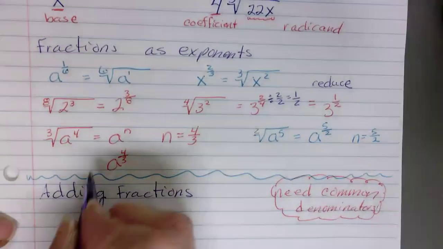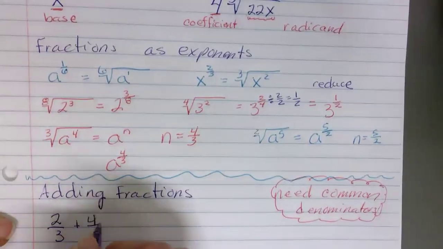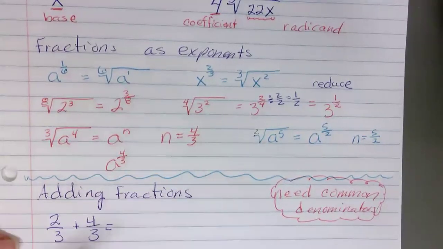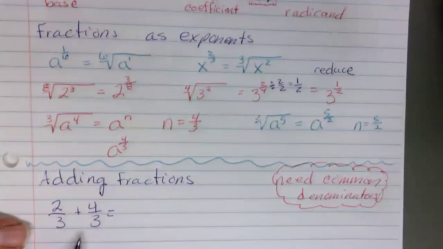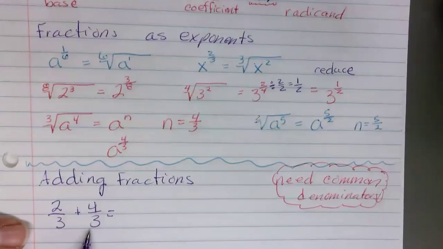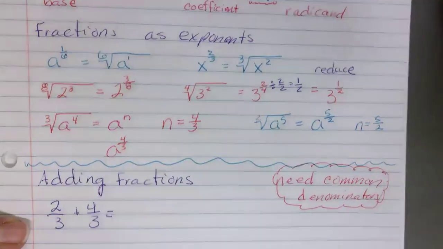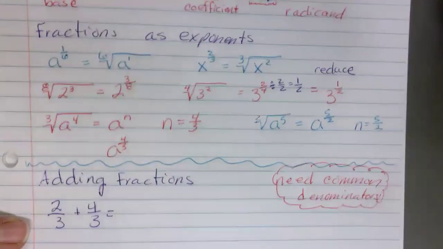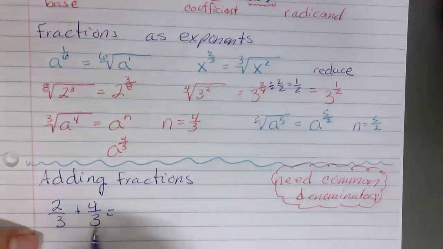So if you have 2 over 3 plus 4 over 3, you add the tops, and the 3's, since they are the same, get to stay the same. If the 3's are not the same, you have to do a bunch of work to get a common denominator. I did not give you one like that on the test, so I'm not going to do that for you here. But since we have like denominators, we just add the top.